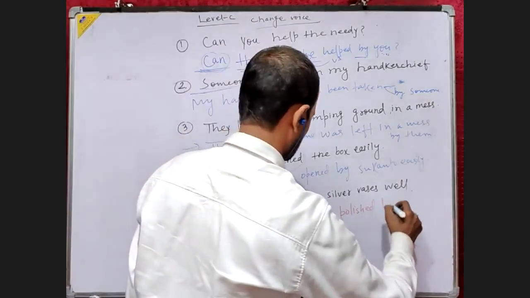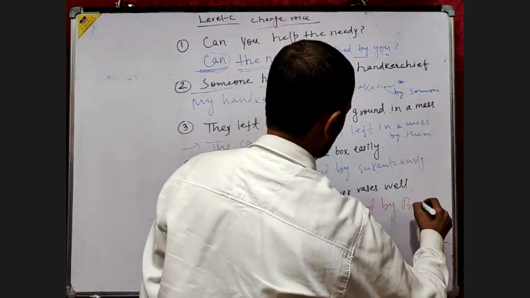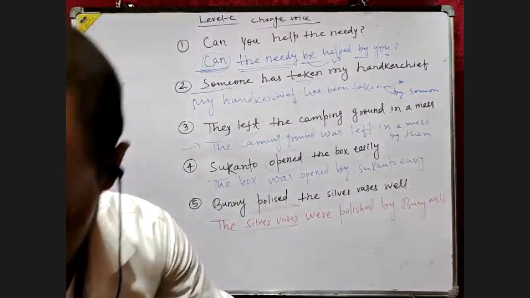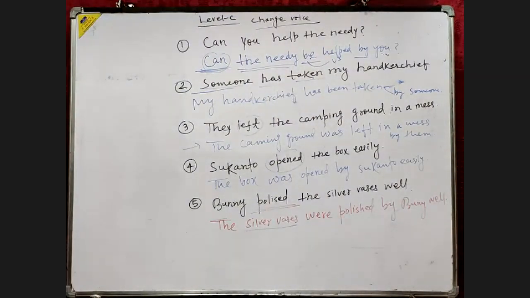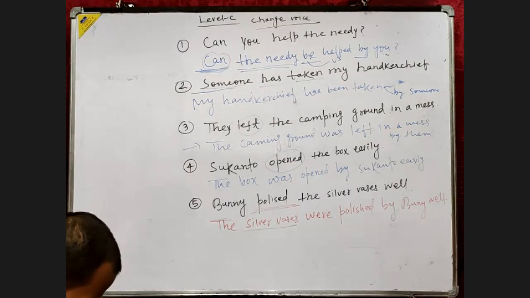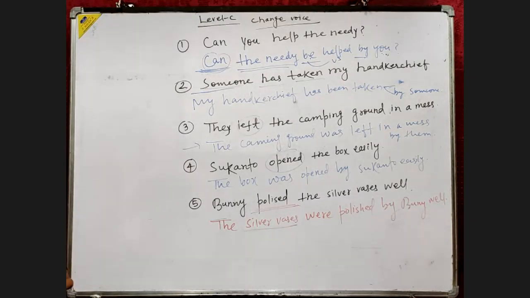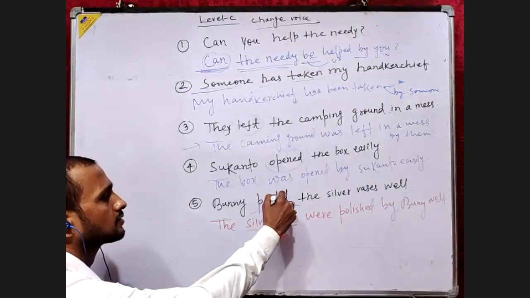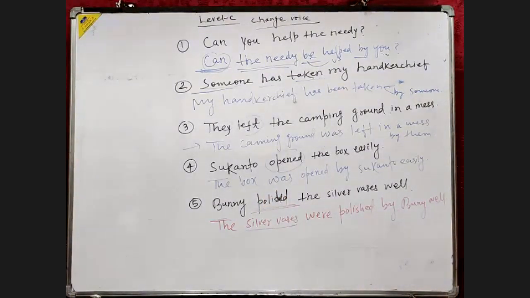Then by preposition. Who polished? Bunny. Bell. Side, sir. Yes, right. You have written the spelling of polished wrong. Class is over. POLISHED, sir, H is not there. Yes, in the question, but in the answer that has been written. Sir, and in camping also P is left. Camping. Same in the answer.